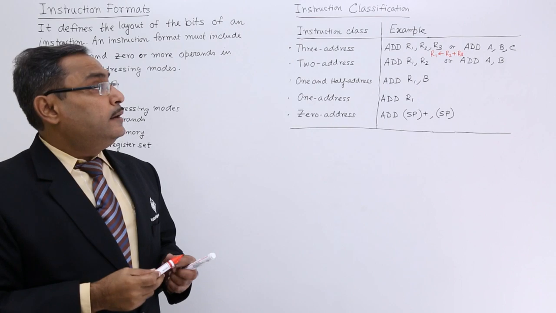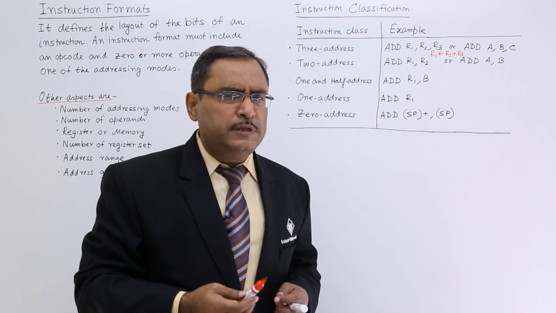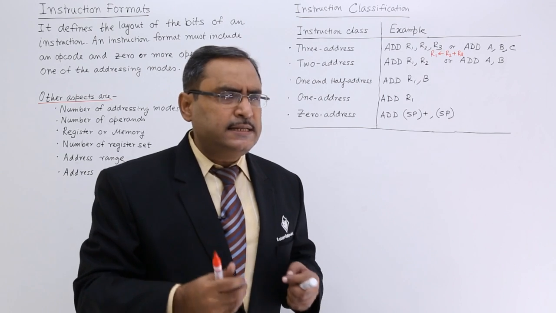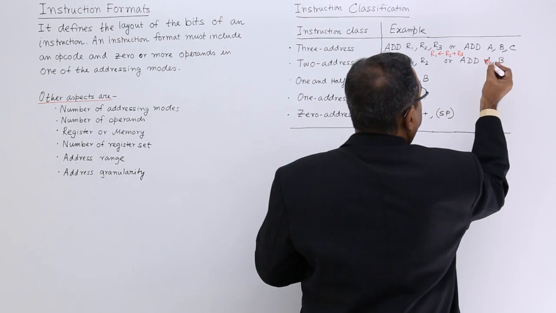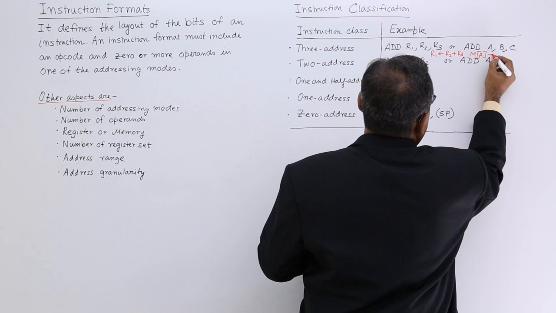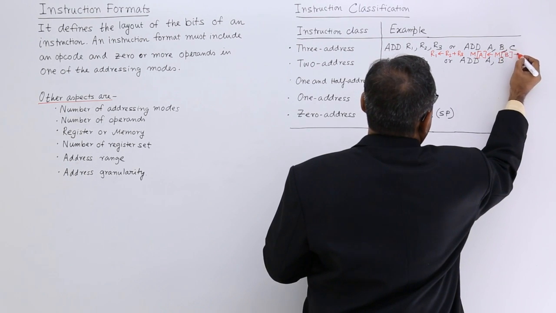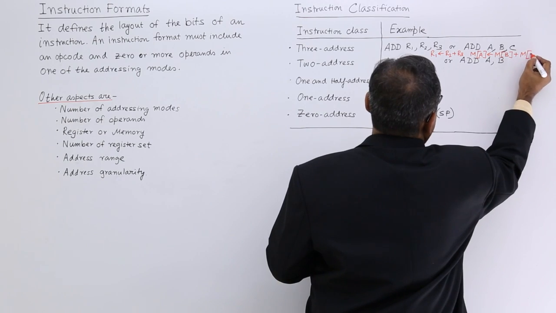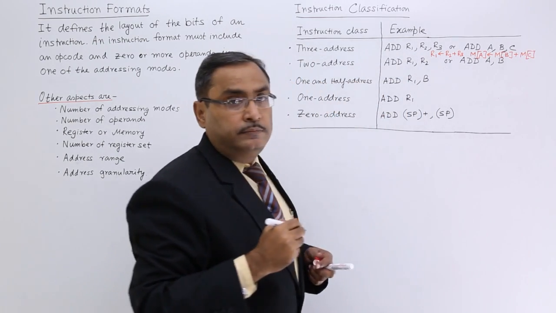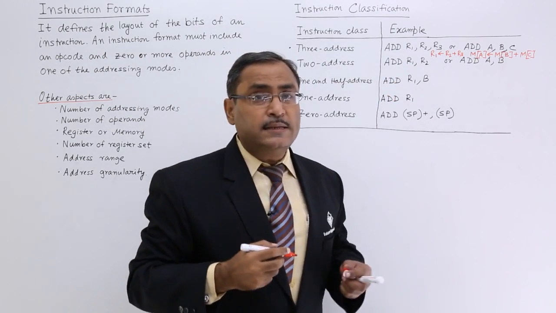And not only the registers, we can also have memory variables. So let the variable names be A, B and C. So add A, B, C means I can write it this way: M of A will be initialized with the memory content reserved for the variable B plus the memory content reserved for the variable C. So that might be the 3 address instruction format example.